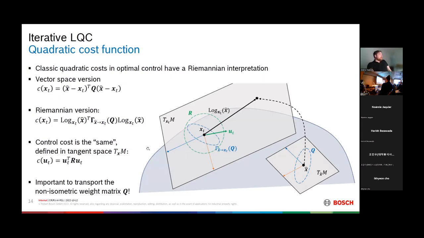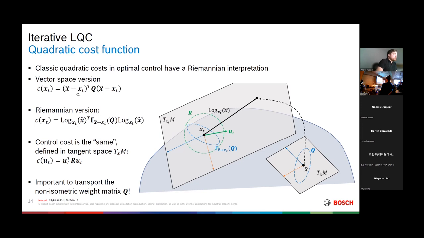And one more note about the cost function for quadratic control. I mentioned that iLQR can be applied for generic cost functions, but most of the time we have quadratic cost. And how does it look like in the Riemannian case? It turns out there is a very easy transformation of the vector space version of the cost function to the Riemannian version.